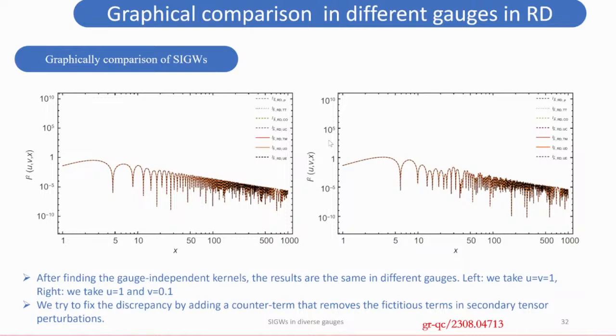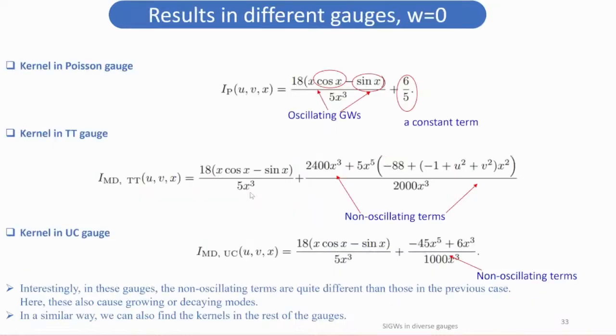Basically, the main problem is that our equation, the energy density, is the main physical part. So that should not depend on any gauge. That was the main issue. So we found that this is the main part, and we try to fix the discrepancy by adding the counter term that removes the fictitious terms in secondary perturbations. Similarly, we have to find the result in the radiation and matter domination cases.